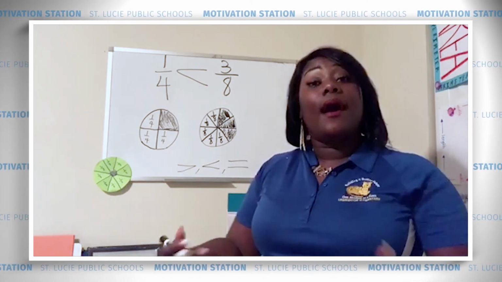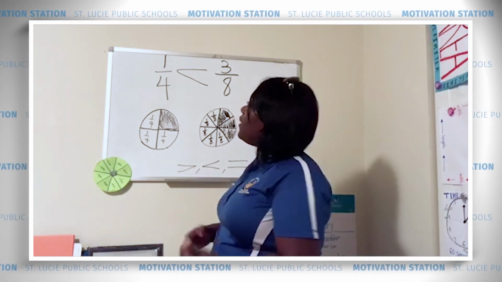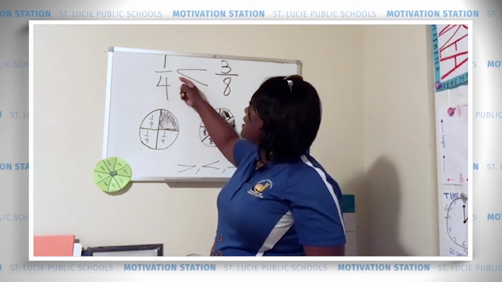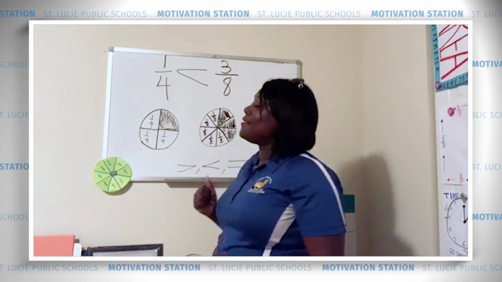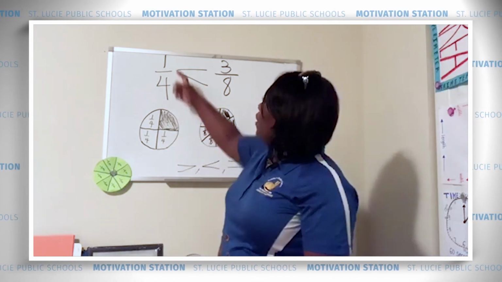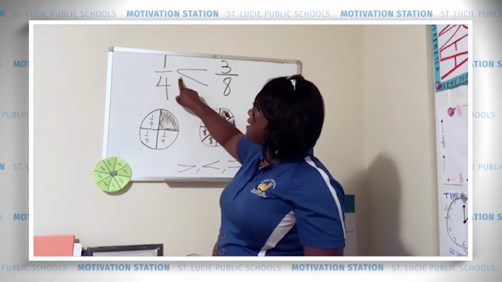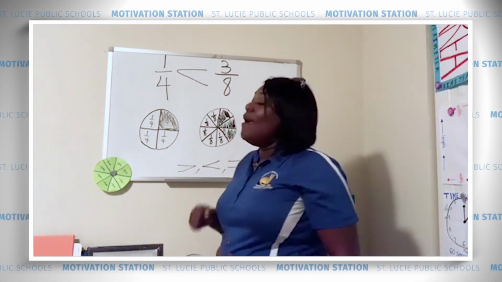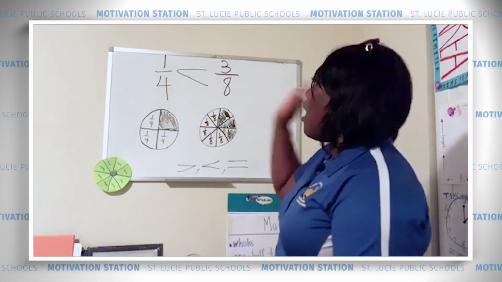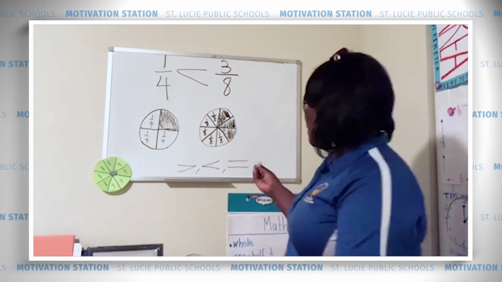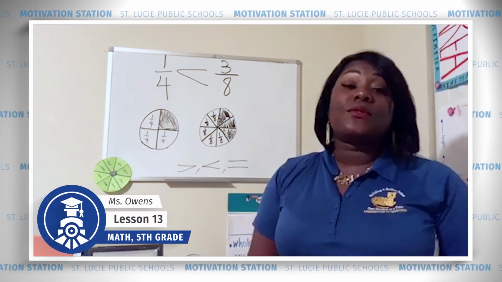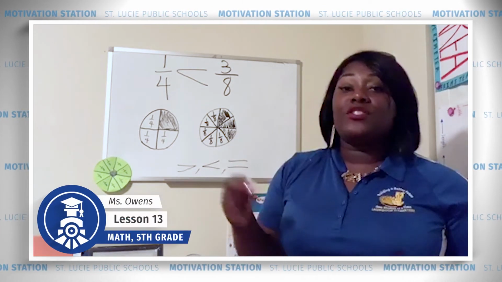So let's read this comparison statement. I will read it first and then I'll read it again and you can help me. 1/4 is less than 3/8. Now let's read it together. 1/4 is less than 3/8. Miss Owens, those symbols look the same. I know the equal sign when I see it because it's two lines, but sometimes I do not know how to read those greater than or less than symbols. How do you know which is which?